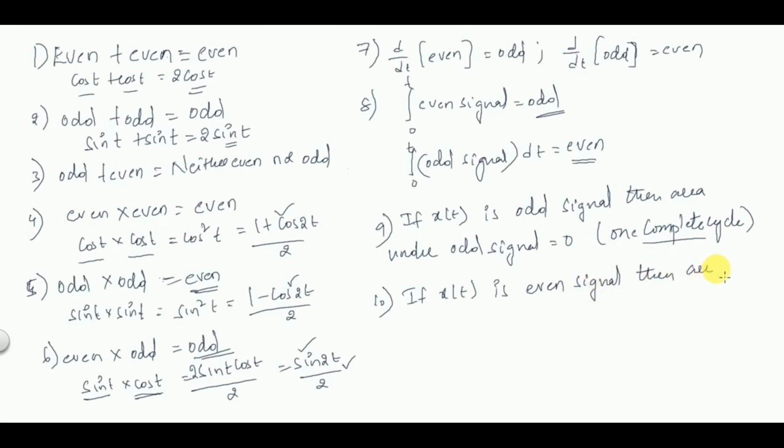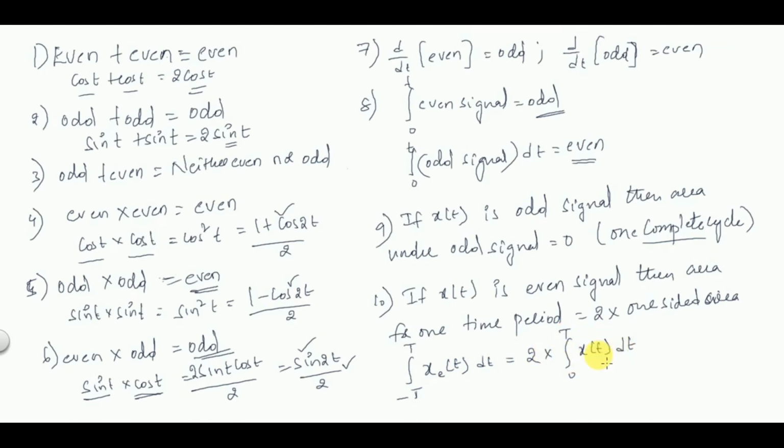then the area for one time period is equal to 2 into one-sided area. That is, suppose 2T is the time period, the integral from minus T to T of x of t dt can be written as 2 into the integral from 0 to T of x of t dt, because an even signal is symmetric about the origin. Suppose this is area 1 and this is area 2, then area 1 is equal to area 2. So to find the total area we can take the area from 0 to T and just multiply it with 2, because of the symmetry about origin property of an even signal.